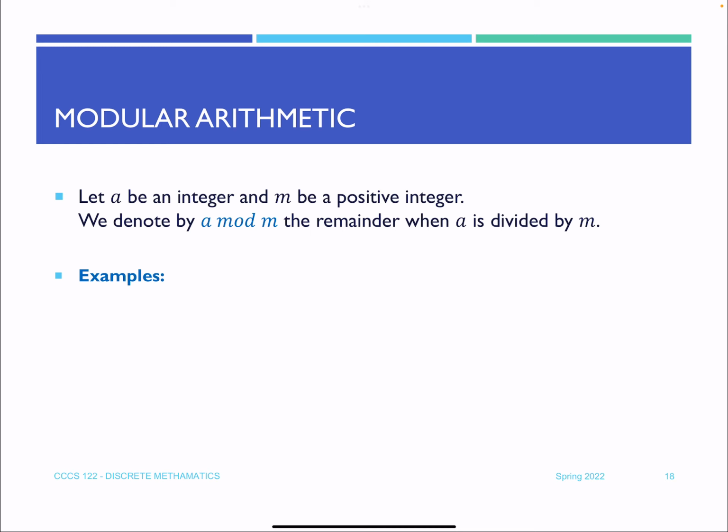Now, let's move on to modular arithmetic. Let a be an integer and m be a positive integer. Then we denote by a mod m the remainder when a is divided by m. So simple example, 9 mod 4. What happens when you divide 9 by 4? You get 2, but what is the remainder? You will have a remainder because 4 does not divide 9. So there's a remainder, and that remainder happens to be 1.